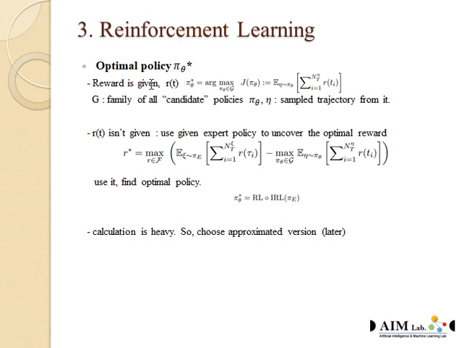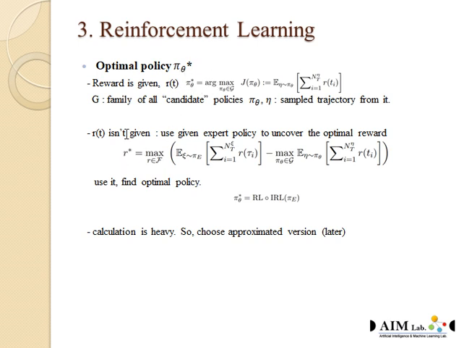Optimal policy pi theta star. In the reinforcement learning framework, we have some optimal policy pi theta star. When the reward is given, the optimal policy is represented by this. We can get the optimal policy from those formulas. In a trajectory we have some reward, and the expectation of this, and the argmax over the set of candidates gives us the optimal policy.